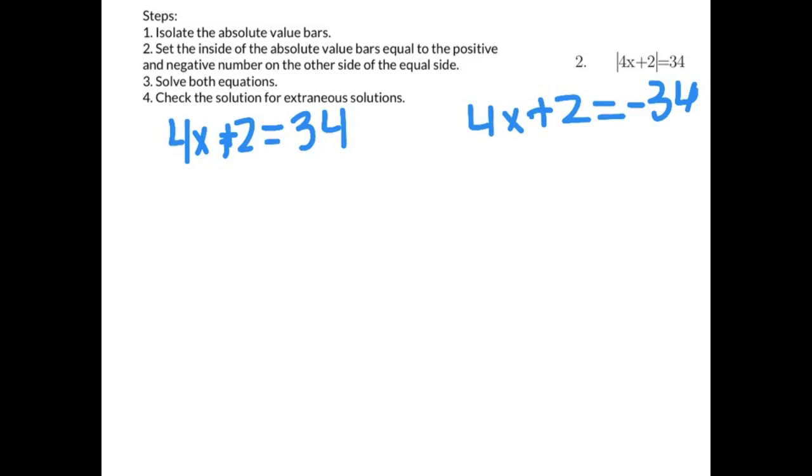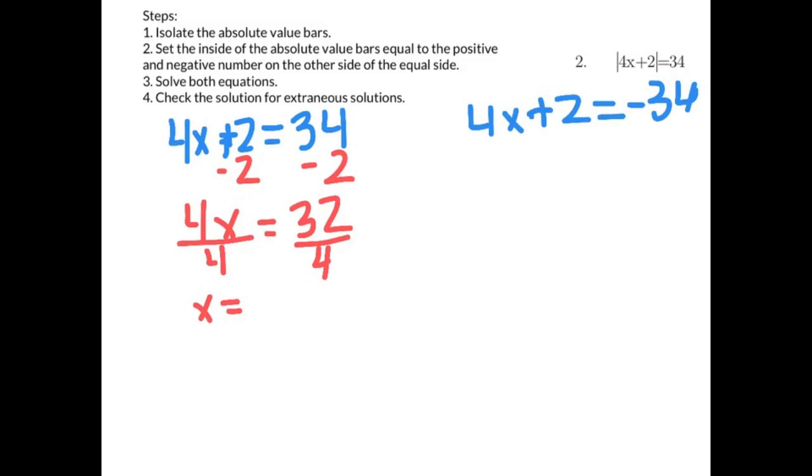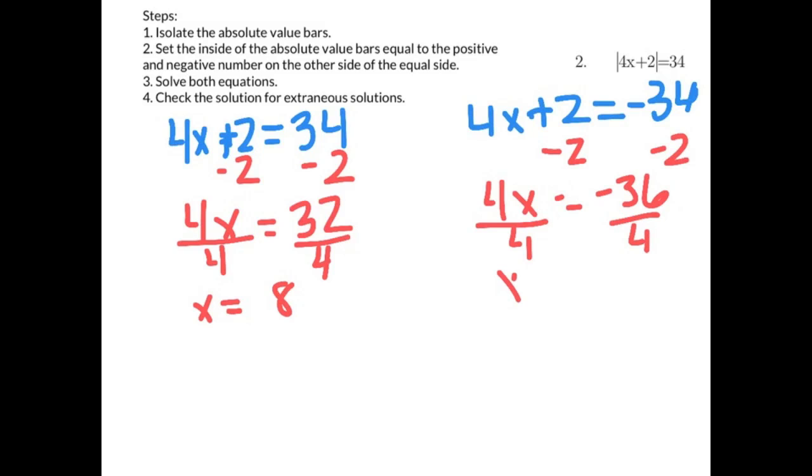And now we want to go ahead and actually solve the equation. So I'm going to subtract 2 on both sides, so that 4x is equal to 32. And then I'm going to divide by 4, so that x is equal to 8. All right, so that's our case 1. And case 2, I'm going to do the same thing. I'm going to subtract 2 on both sides, so that 4x is now equal to negative 36. Then I'm going to divide by 4 on both sides, so that x is equal to negative 9.